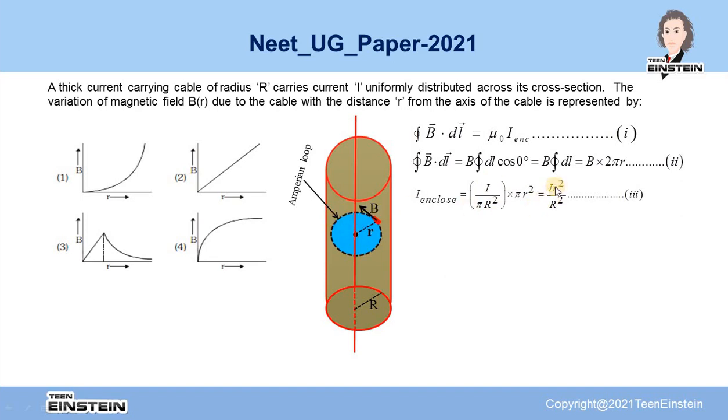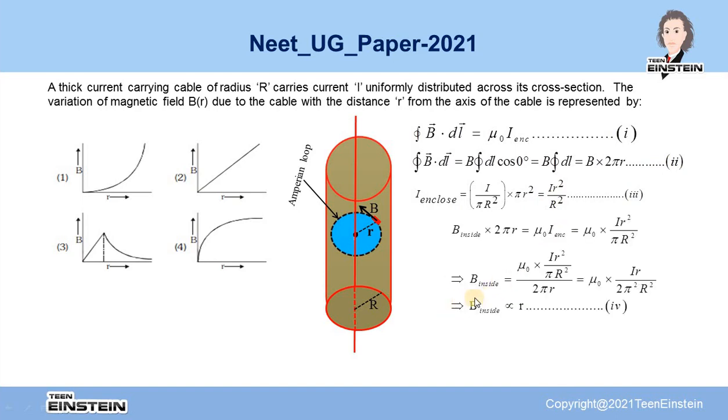So this is what we get: I into small r square divided by capital R square. Now if we equate these two equations, we get the magnetic field inside the cable, which is mu naught into I into r divided by 2 pi capital R square. So as a whole, you understand that the magnetic field inside the cable varies directly proportional to r.